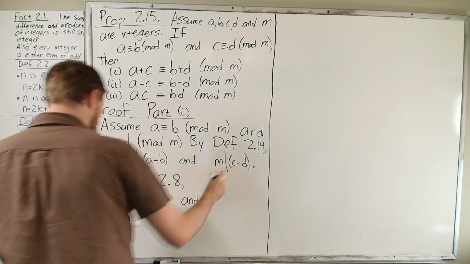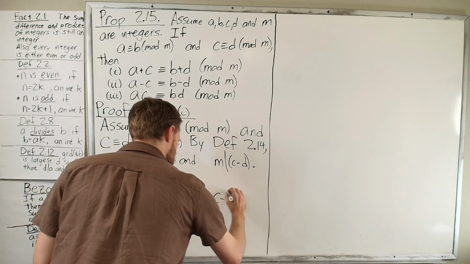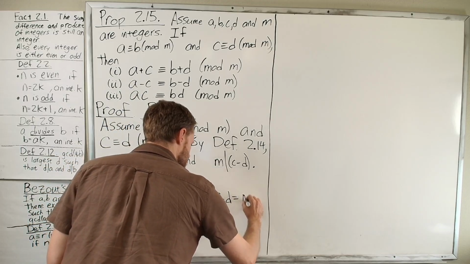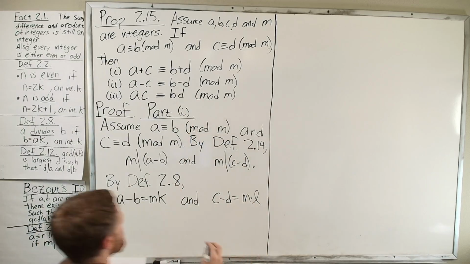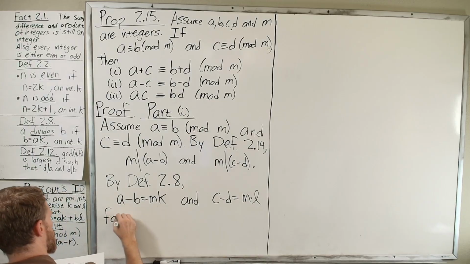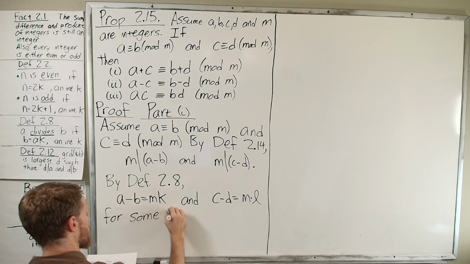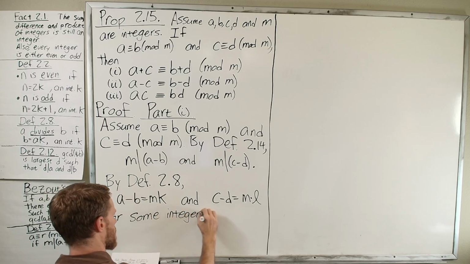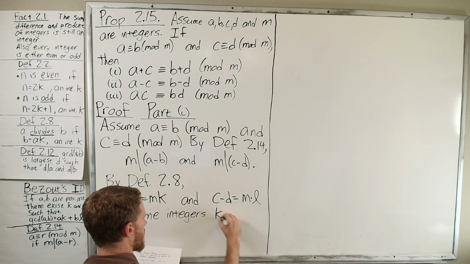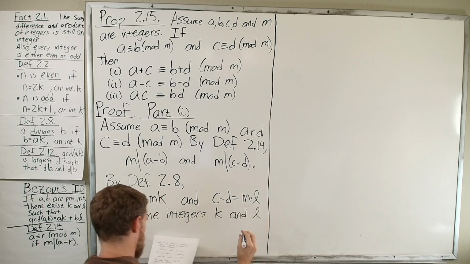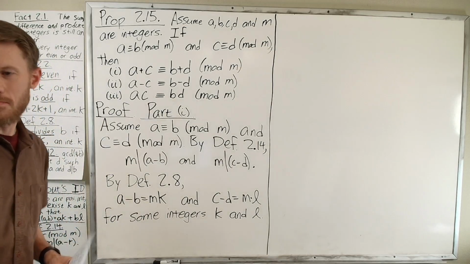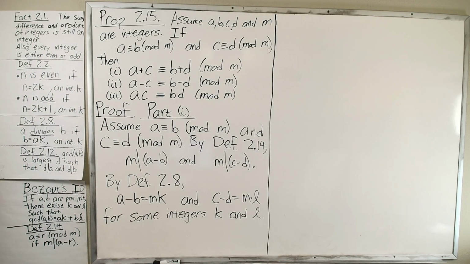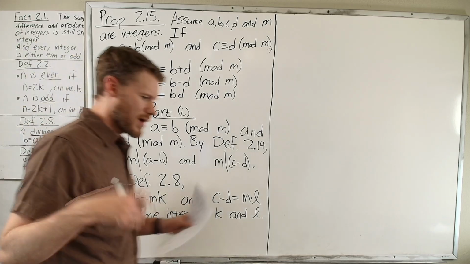And m dividing c minus d means that c minus d is equal to m times some integer l. And this is true for some integers k and l. Okay, so there you go. Those two steps make sense? We're just simply applying two definitions.